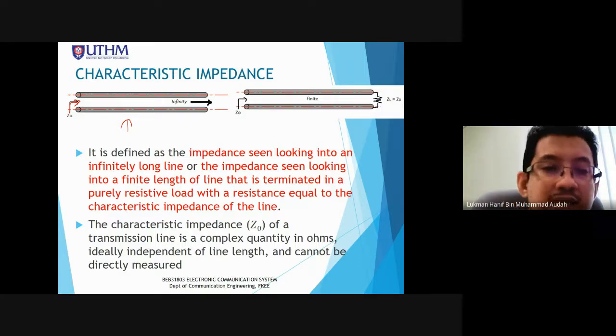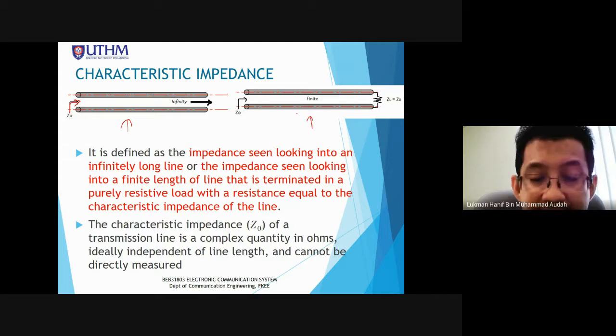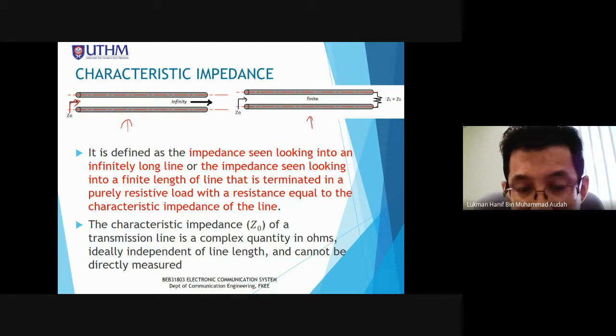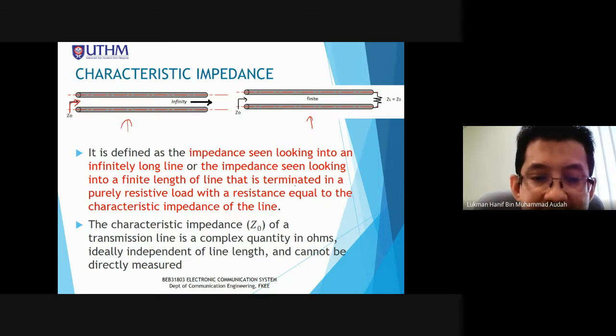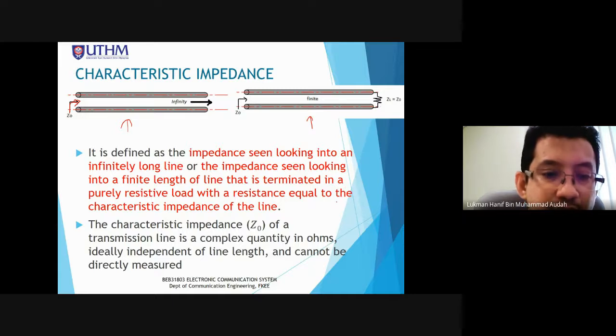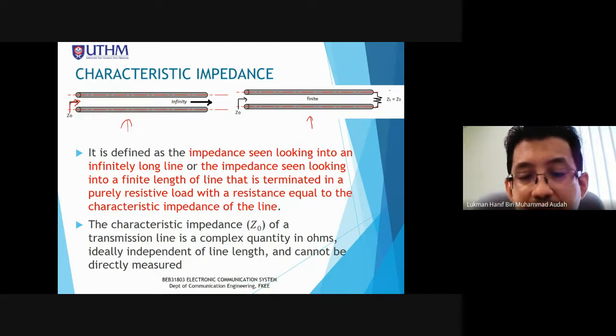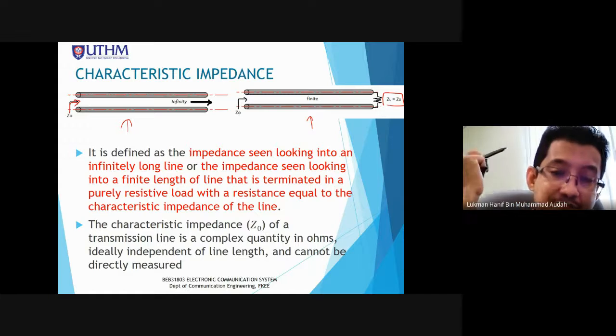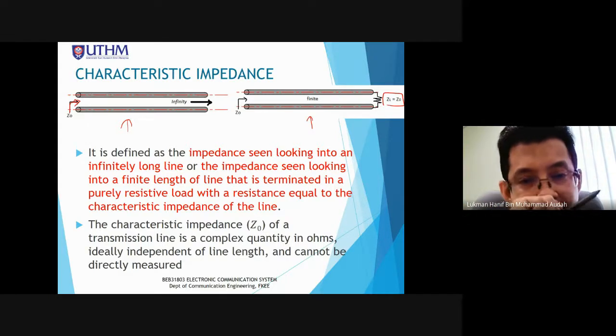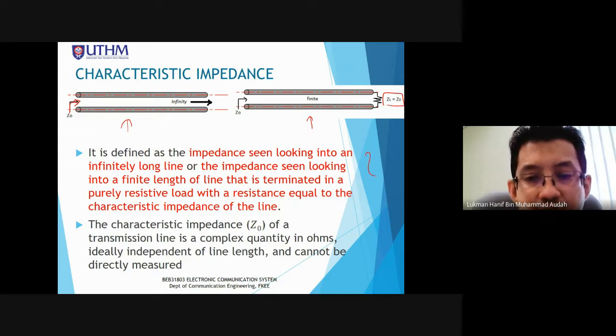Okay. Manakala untuk transmission line yang tidak panjang, finite length, it is the impedance seen looking into a finite length of transmission line that is terminated in a purely resistive load with a resistance equal to the characteristic impedance. Seolah-olah seperti satu transmission line yang pendek dan mempunyai load yang sama dengan transmission line. Bermakna tidak ada reflection. Nanti kita akan lihat. Okay. So ini adalah definisi umum untuk characteristic impedance.